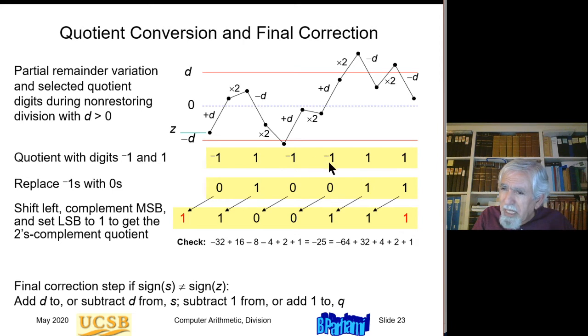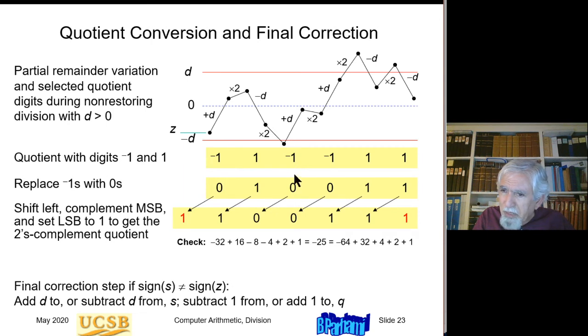Okay, so to represent that in 2's complement, here is the process. Replace negative ones with zeros. So that's the first step of the process. But this is not yet the correct result. Then shift everything to the left by 1 bit. Complement this most significant bit. And insert a 1 in the least significant bit. So this is the conversion process from a number represented with digits 1 and minus 1 to a 2's complement number in standard binary format.